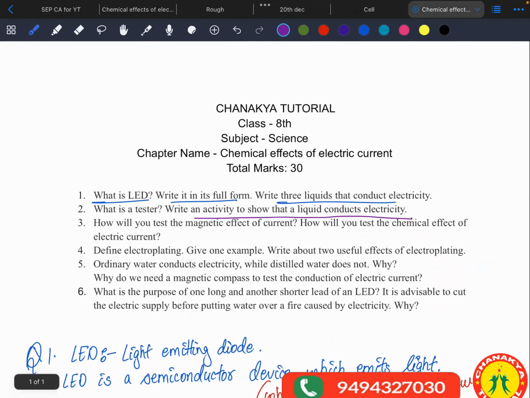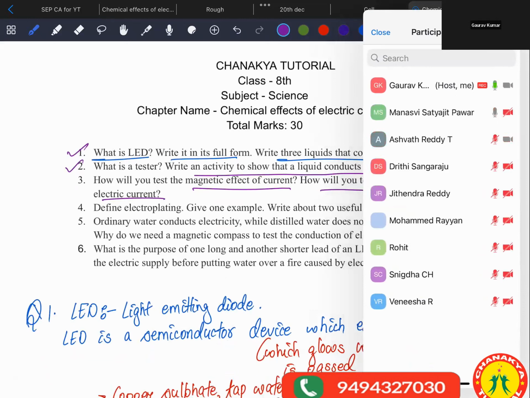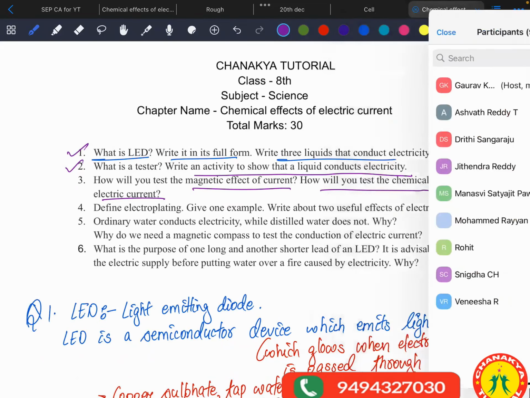Now we have done the first question, now the second question. Now third, how will you test the magnetic effect of current? How will you test the chemical effect of electric current? Okay, first thing, the magnetic effect of current. Who will tell me? Rohit, can you tell me how will you test the magnetic effect of current?